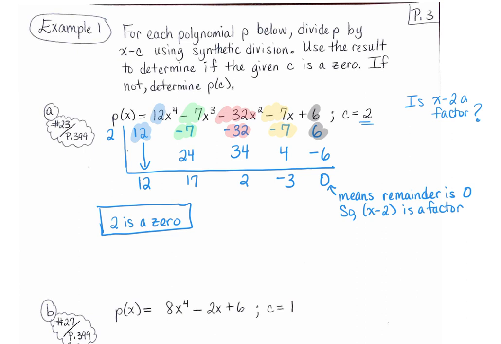Now, extra information, because you might be questioning what. So we can rewrite p of x: this factor, x minus 2, divides evenly into this polynomial. We determined x minus 2 was a factor. If x minus 2 is a factor, that means these coefficients represent the coefficients of the polynomial that's 1 degree lower than this. So this would be x minus 2 times 12x cubed plus 17x squared plus 2x minus 3.